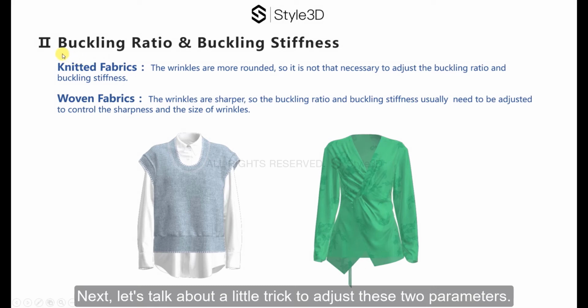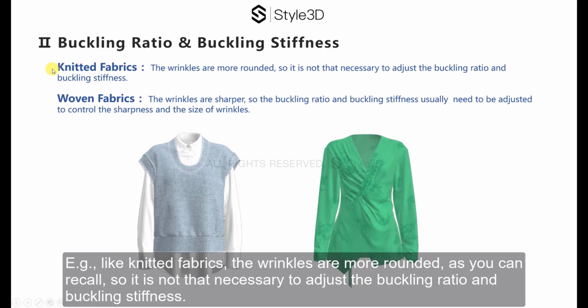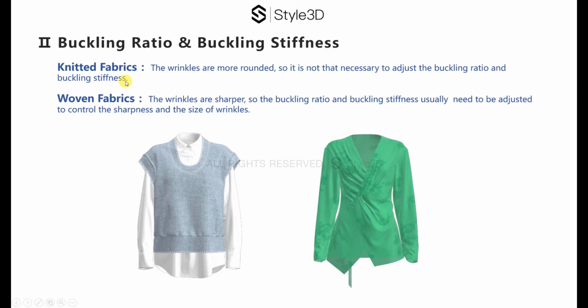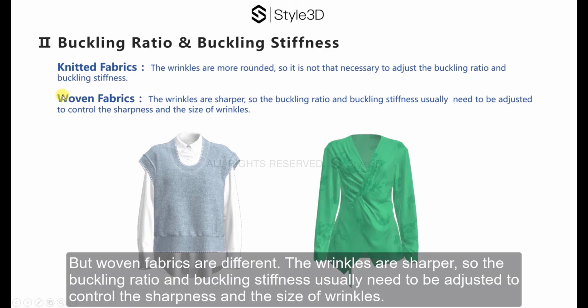Next, let's talk about a little trick to adjust these two parameters, for example, like knitted fabrics. The wrinkles are more rounded, as you can recall, so it is not that necessary to adjust the buckling ratio and buckling stiffness. But woven fabrics are different, the wrinkles are sharper, so the buckling ratio and buckling stiffness usually need to be adjusted to control the sharpness and the size of wrinkles.